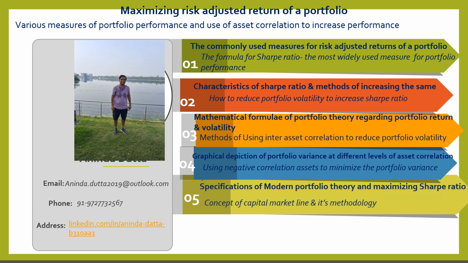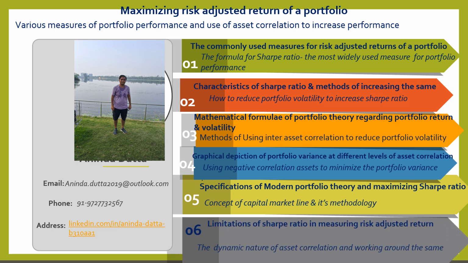Specifications of modern portfolio theory and maximizing the Sharpe ratio. Concept of capital market line and its methodology. Limitations of Sharpe ratio in measuring risk-adjusted return. The dynamic nature of asset correlation and working around the same.